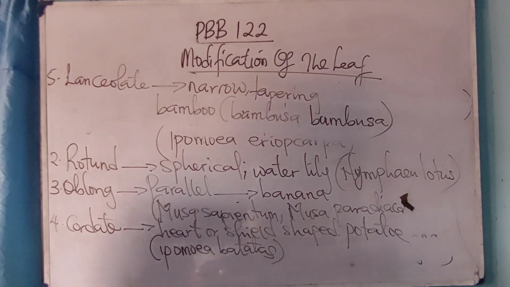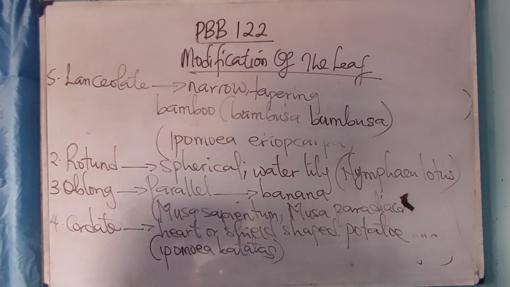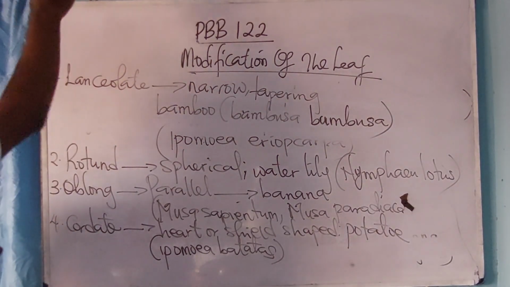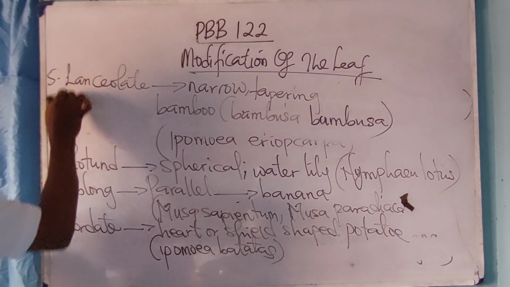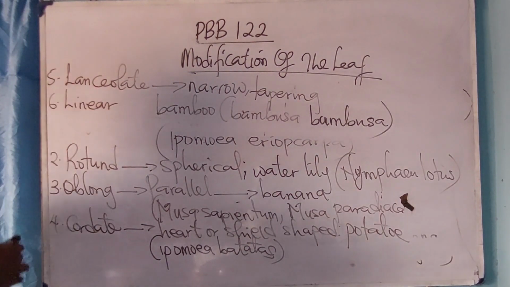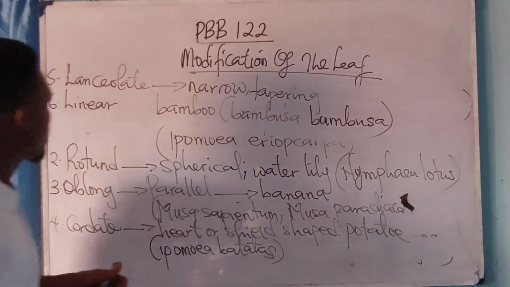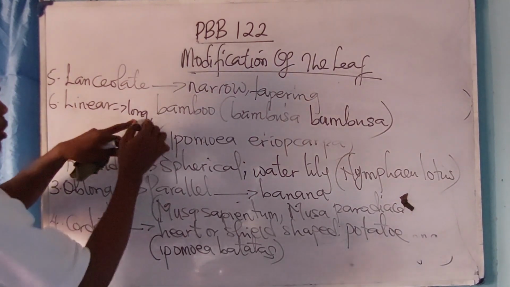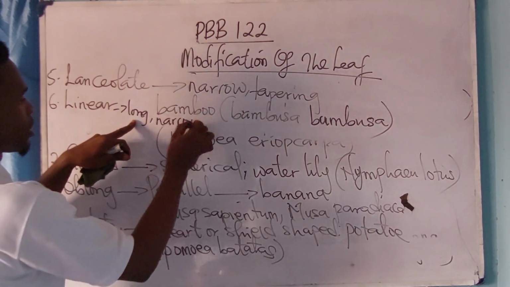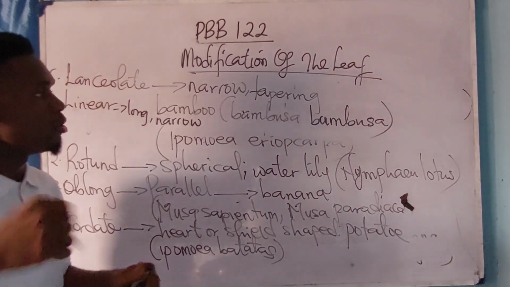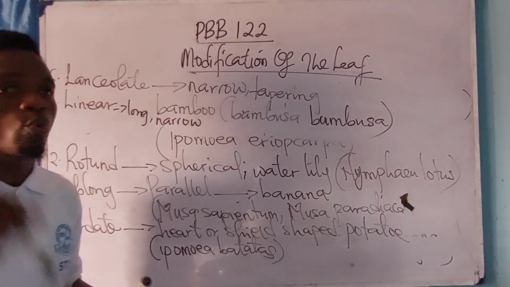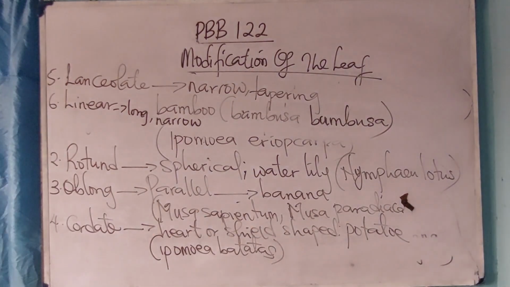Is there another one I have not dropped? Is there any other one? Okay, please, number 6. A leaf is said to be linear when it is long and narrow, and is 5 times as long as it is what? Wide. It is 5 times as long as it is what? Wide or broad. Please let me get a better marker, please.